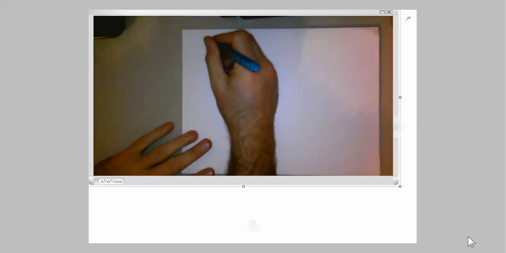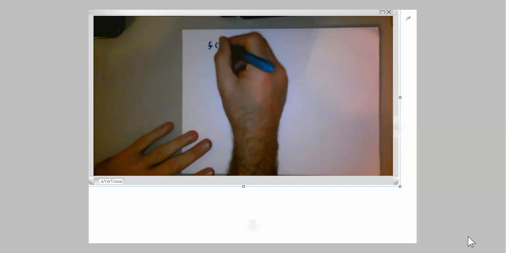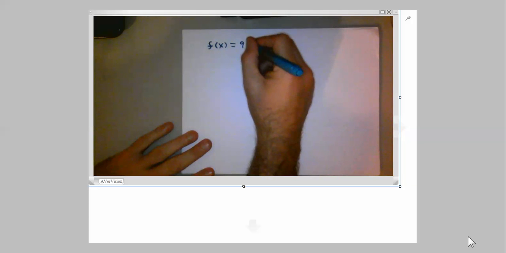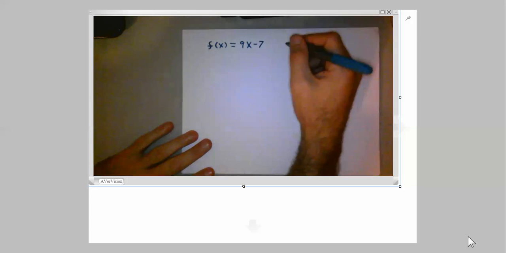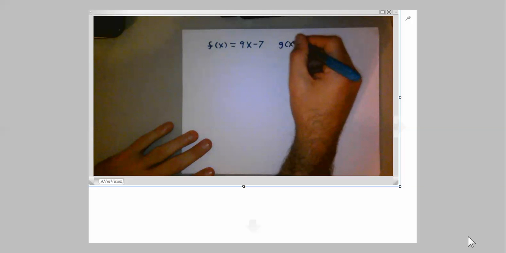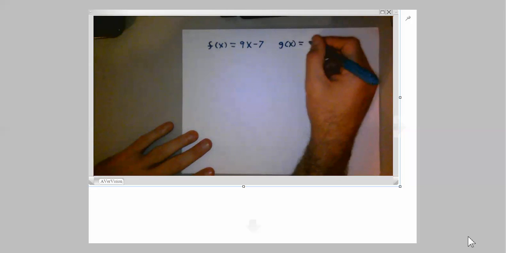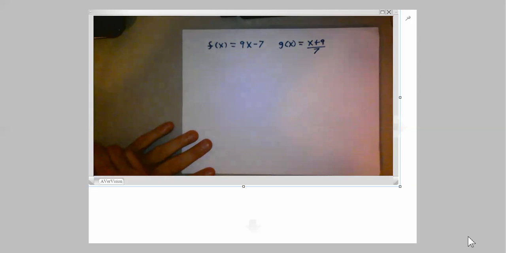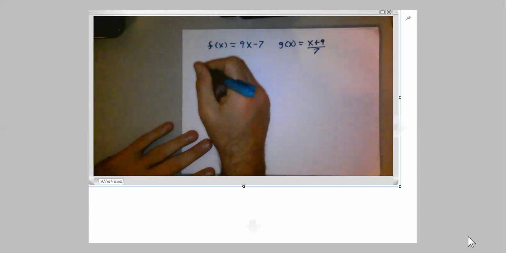Now, the first thing we're going to do is start out with the function f of x is equal to 9x minus 7, and g of x is equal to x plus 9 divided by 7. Now what we want to find is f of g of x.